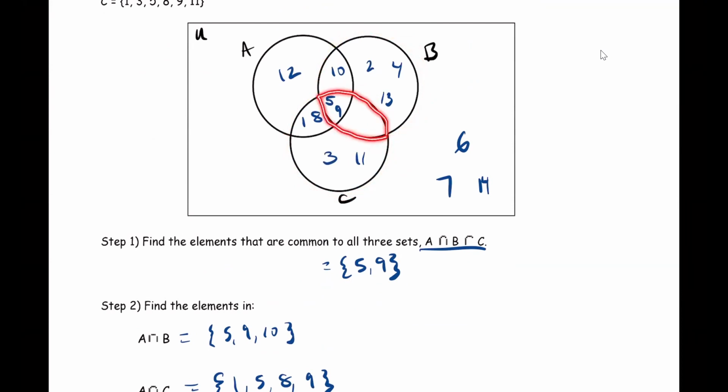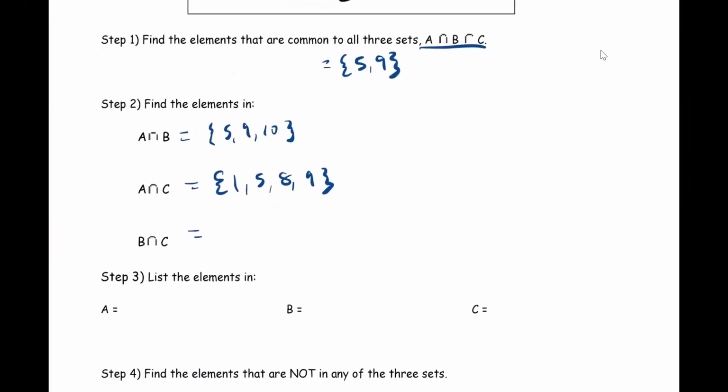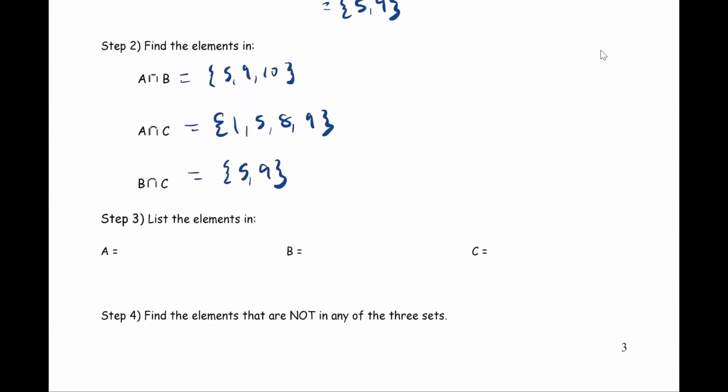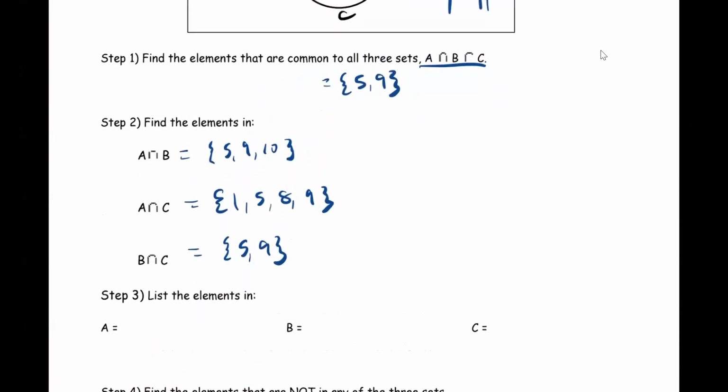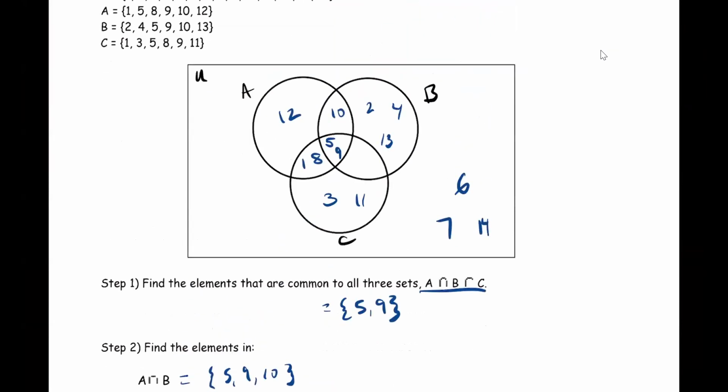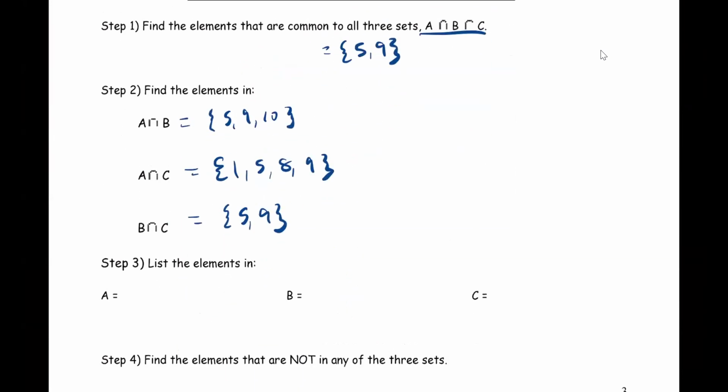All right, what's common between B and C? That region, which would be 5 and 9, right? 5 and 9. All right, and then list all the elements in A. So all the elements in A would be all these, right? 1, 5, 8, 9, 10, 12.